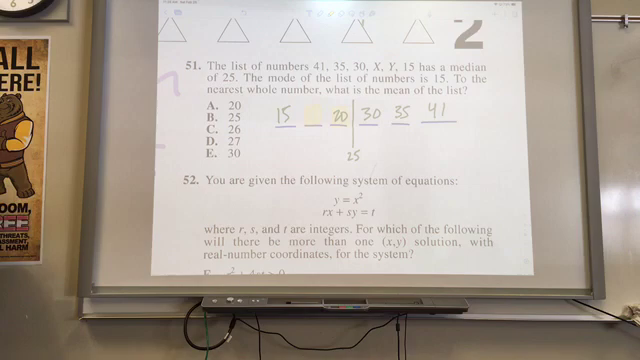And the other one has to be 15. And why does that have to be 15? Because the mode is 15. Now I just have to find the average by adding them all up and dividing. So 15, 15, 20, 30, 35, 41.